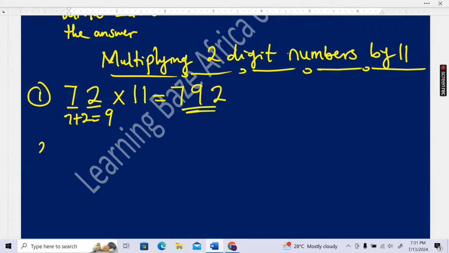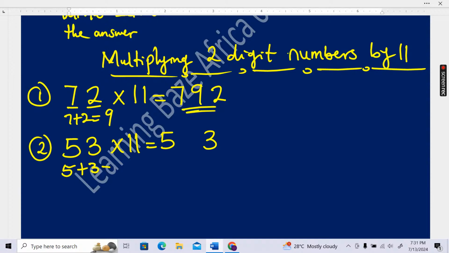Now look at another example. 53 times 11. Write down the first digit and the last digit, all right? Then add the two digits together. 5 plus 3 is equal to 8. Write 8 at the middle. So that will give us 583. 53 times 11 is equal to 583.